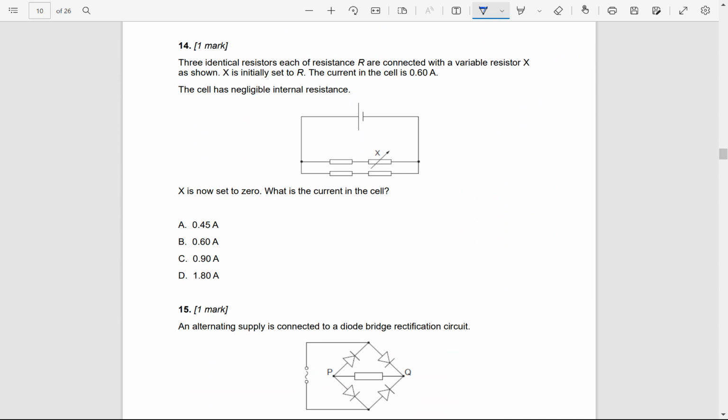Right, question 14. Three identical resistors, each of resistance R, are connected with a variable resistor X as shown. X is initially set to R. The current is 0.6 A.